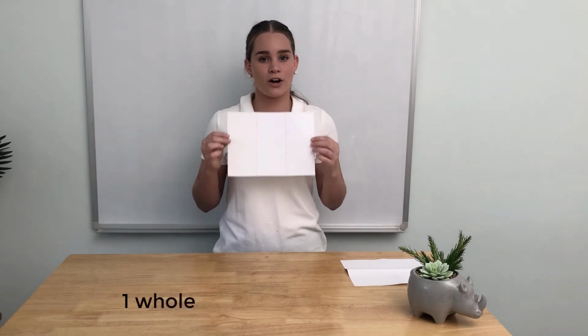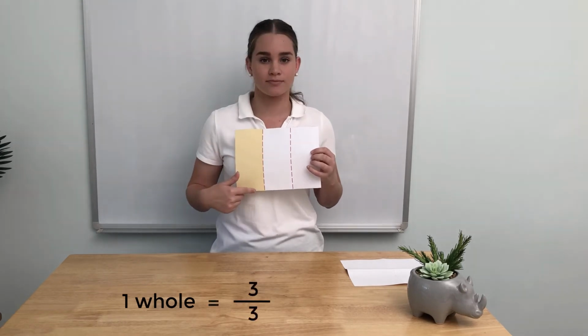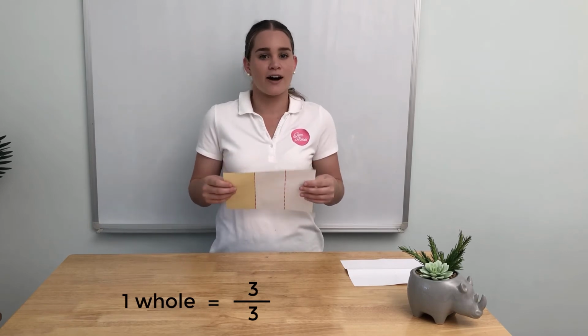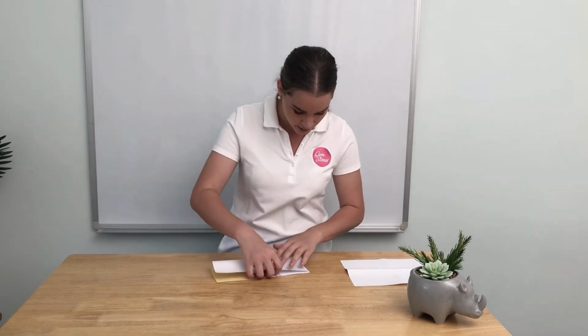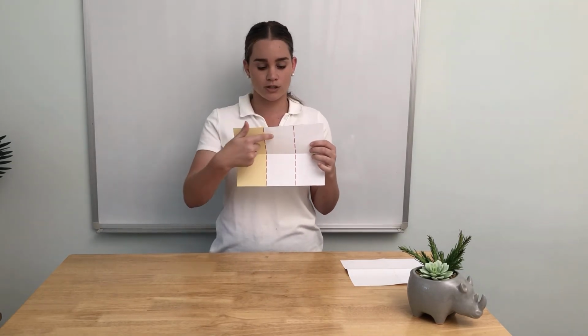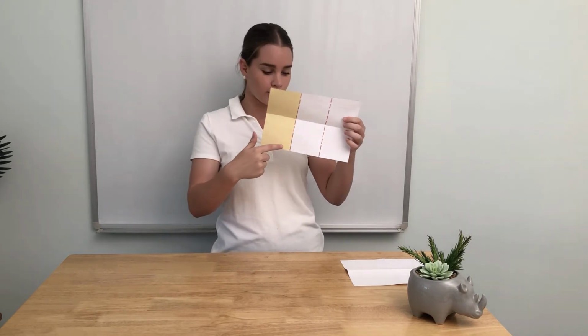This is one whole. I've divided it in 3 equal parts. Now I've shaded one part. So I've shaded 1/3. Let's fold it in half and see what we get. So I had 3 equal parts. How many equal parts do I have now? So I had 1, 2, 3. Now I have 1, 2, 3, 4, 5, 6 equal parts.